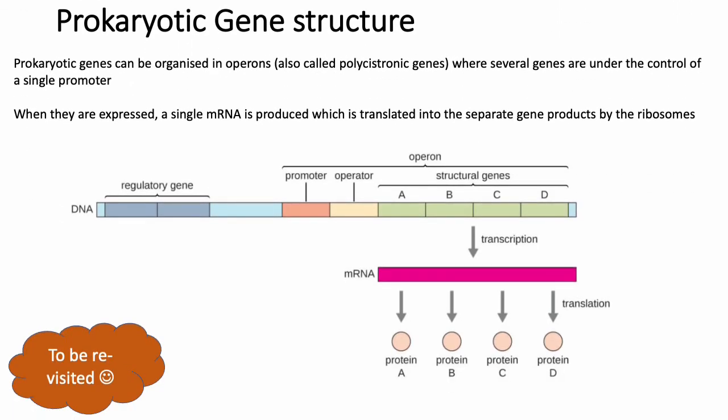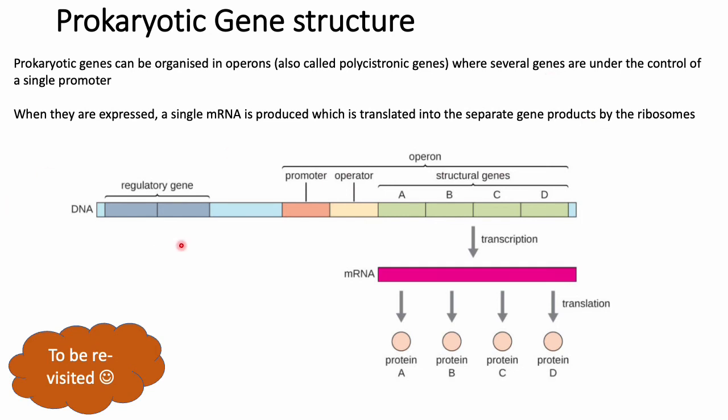In prokaryotic gene structure, prokaryotic genes can be organized into something called operons. These are also known as polycistronic genes. This is where there are several genes under the control of a single promoter. So you just need one promoter, but that will control the gene expression of several genes. And when they're expressed, you get a single messenger RNA which is produced, which is then translated into a single gene product by the ribosomes.